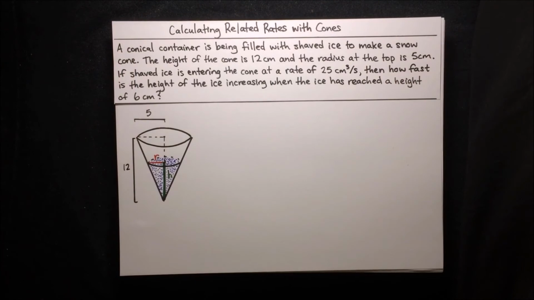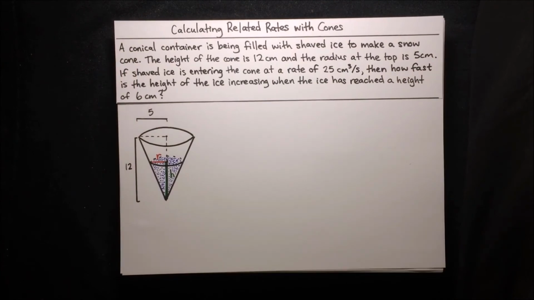Here's our next problem. A conical container is being filled with shaved ice to make a snow cone. The height of the cone is 12 centimeters and the radius at the top is 5 centimeters. If the shaved ice is entering the cone at a rate of 25 centimeters cubed per second, then how fast is the height of the ice increasing when the ice has reached a height of 6 centimeters?